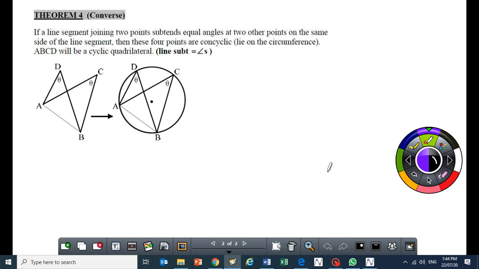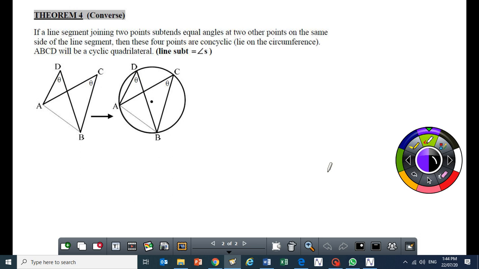All right. Now, theorem 4, the converse, says if a line joining 2 points subtends equal angles at other 2 points on the same side of the line segment, then these 4 points are concyclic. So if you've got two angles that are subtended by a line, if those 2 angles are on the circumference and the line joins 2 points on the circumference, we can say therefore the quad is cyclic.